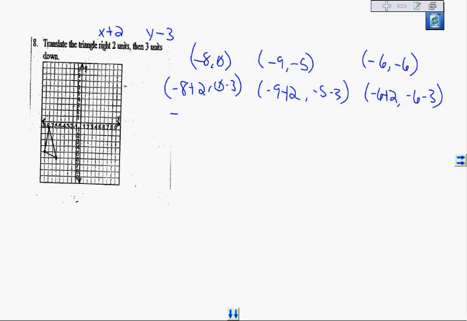Negative 8 plus 2 is negative 6. 0 minus 3 is negative 3. Negative 9 plus 2 is negative 7. Negative 5 minus 3 is negative 8. Negative 6 plus 2 is negative 4. Negative 6 minus 3 is negative 9. Plot your points. Left 6, down 3. Left 7, down 8. Left 4, down 9. Connect your dots, that's your new figure.